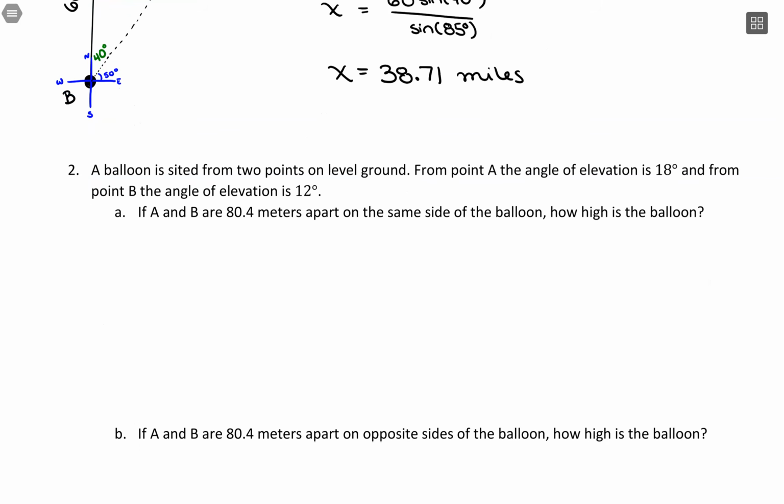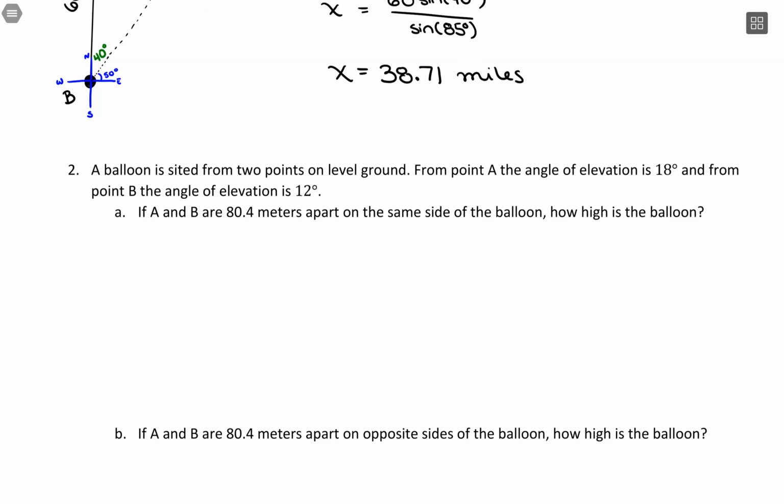All right, let's look at another one. Here we have a balloon that is sighted from 2 points on level ground. One point had an angle of elevation of 18 degrees, and another point an angle of elevation of 12 degrees, and those 2 points are going to be 80.4 meters apart. In this first one, they're going to be on the same side of the balloon. So it's kind of like they're standing in a field, I mean, they're far apart, 80.4 meters, but kind of going towards the same direction of looking at this balloon.